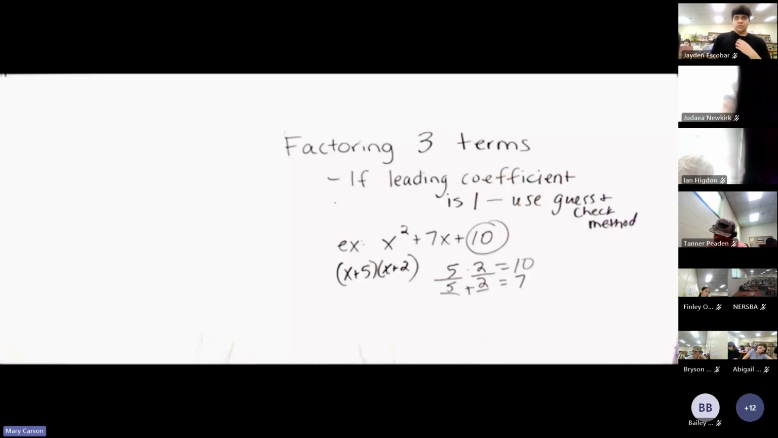We found our 2 numbers that multiply to give you those. And if you check it, x times x gives you x squared. Then you would do 2 times x is 2x, and 5 times x is 5x, and 5 times 2 is 10. Okay? So it's really easy when it's just a 1 here, because you literally just multiply, get the 2 terms that multiply to give you the last term, but add to give you the middle term. And that's going to be your factors. All right, so let's do a few more of these. I got this one?